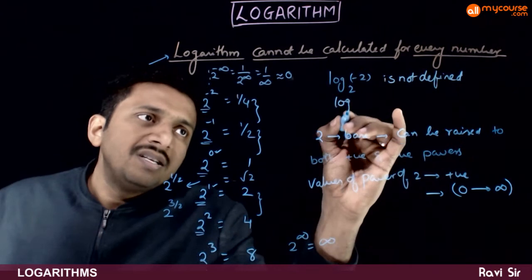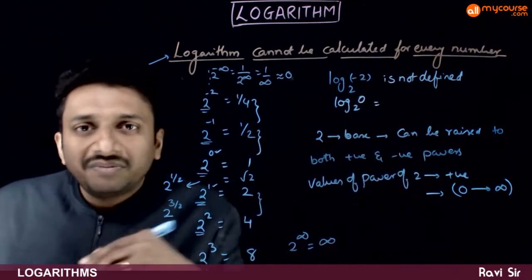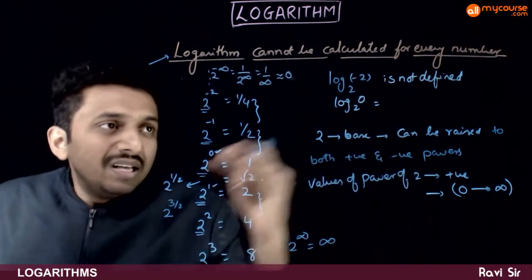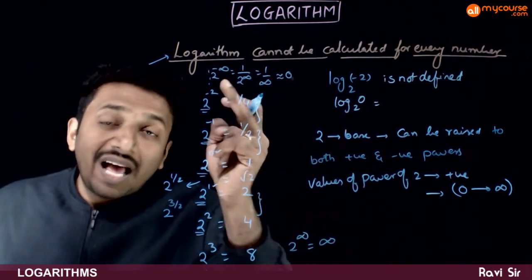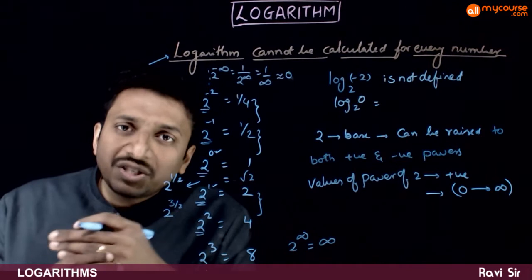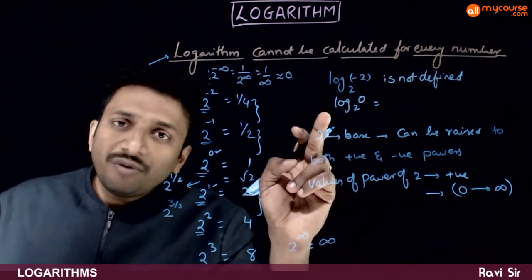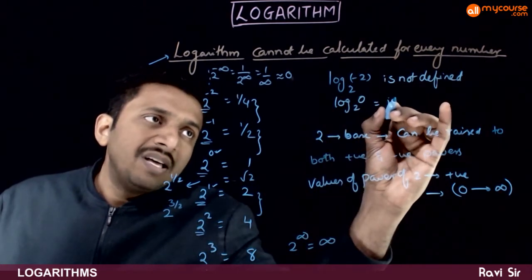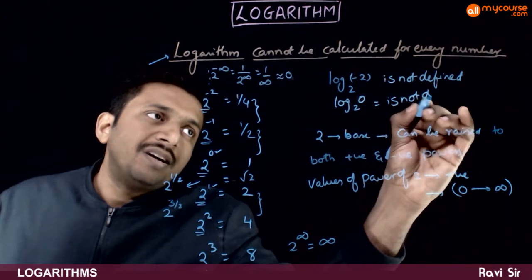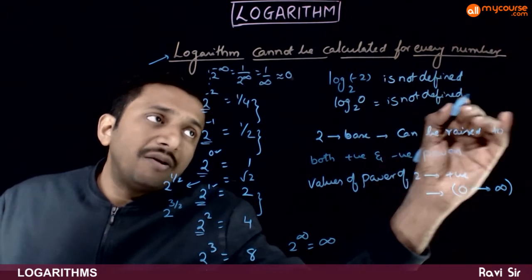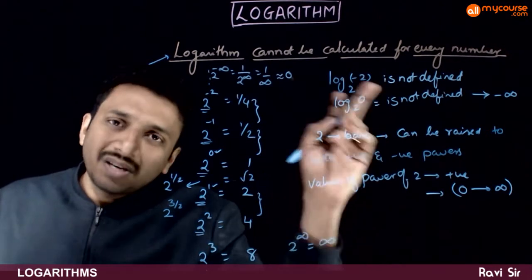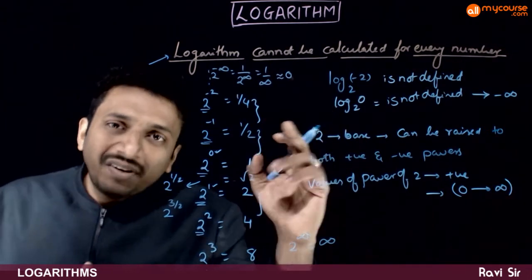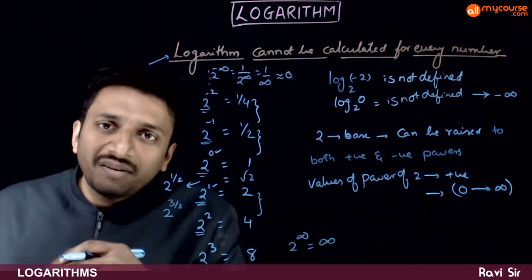Similarly, log 0 to the base 2. So to which power 2 has to be raised to get 0 as the answer? It has to be minus infinity. But minus infinity is not a finite number. That means there is no finite answer to this question. This is also not defined. So if I have to write, I'll write that this tends to minus infinity. But effectively, exactly 0 is not defined.